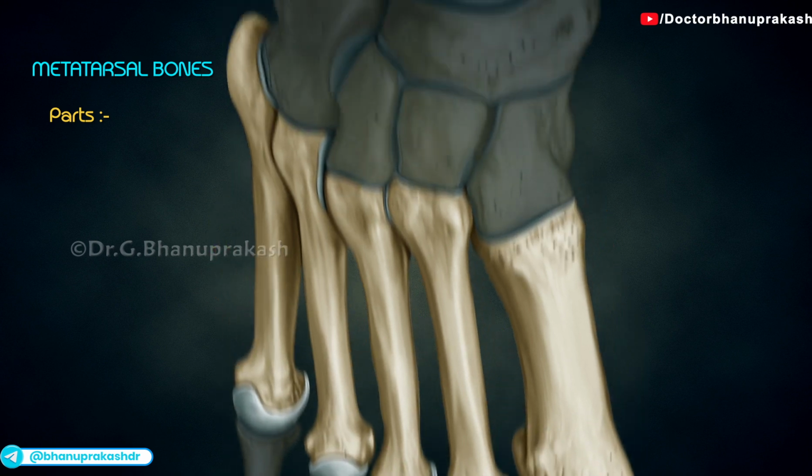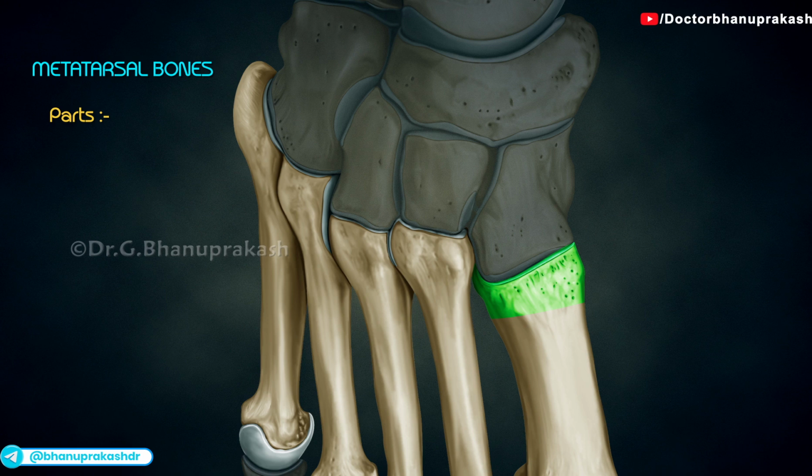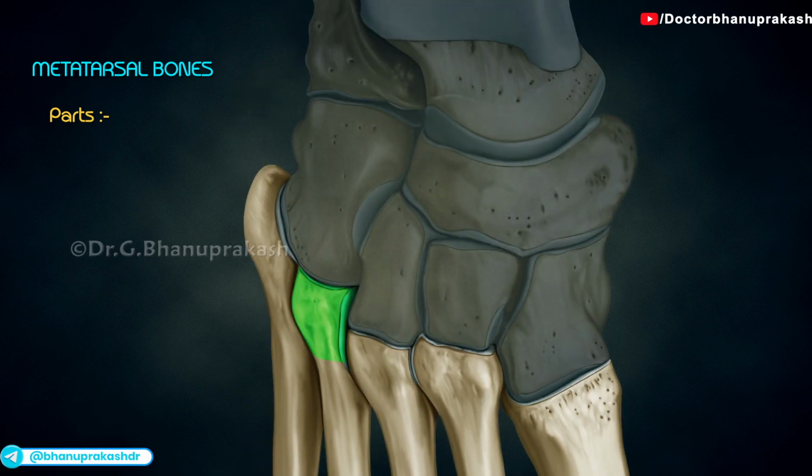The base of the first metatarsal articulates with the medial cuneiform bone. The base of the second metatarsal articulates with the intermediate cuneiform bone. The base of the third metatarsal articulates with the lateral cuneiform bone. And the base of the fourth and fifth metatarsals articulate with the cuboid bone.